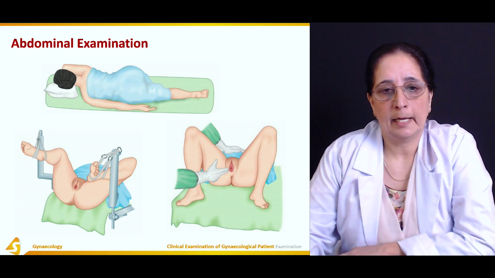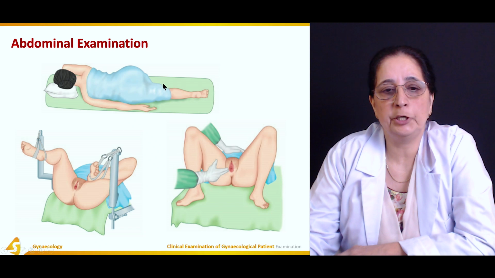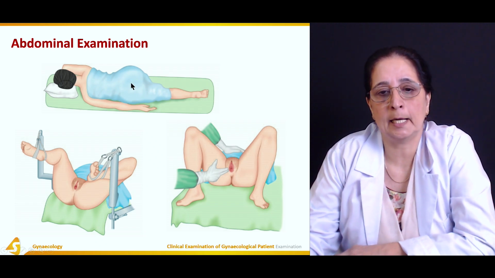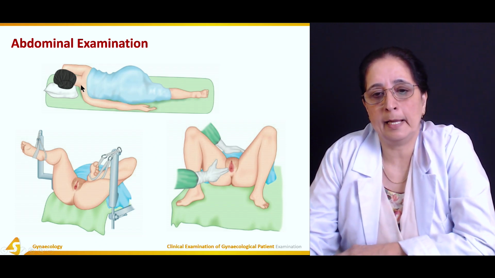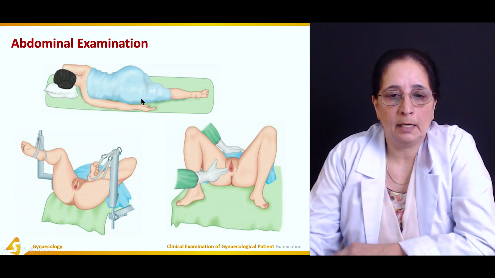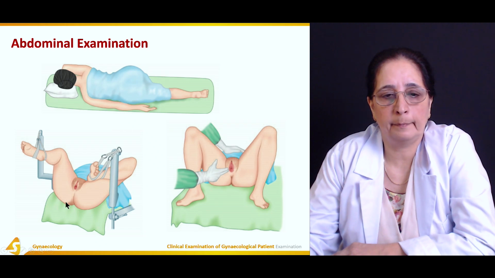Then these are the diagrams again, which show you this is the Sims position. Sims position is very commonly used for a pelvic exam or rectal exam. In this, the patient is on the side with the left leg straight and the right leg bent at the knee. And then this is the lithotomy position, another position used to examine the pelvis. Here, the patient is on the back with feet in the stirrups.